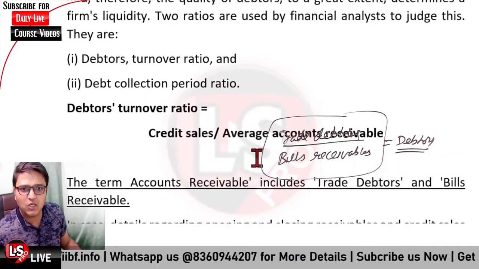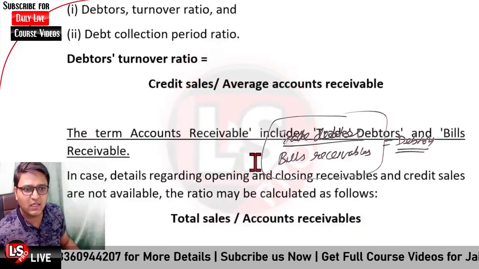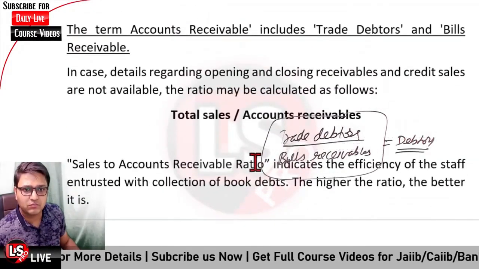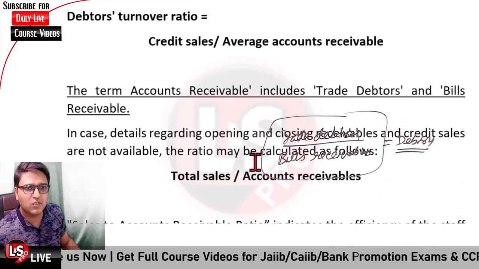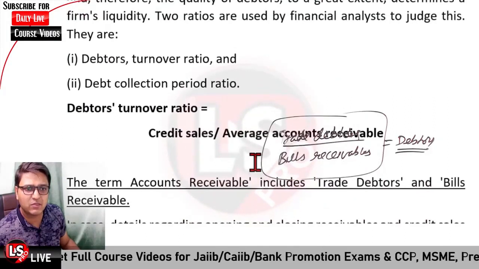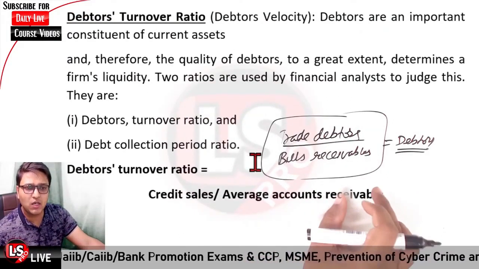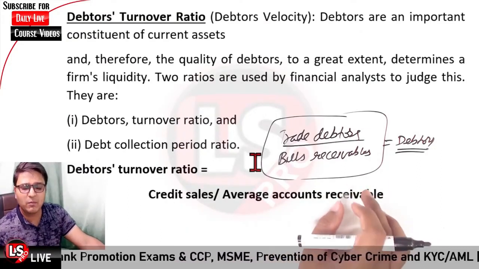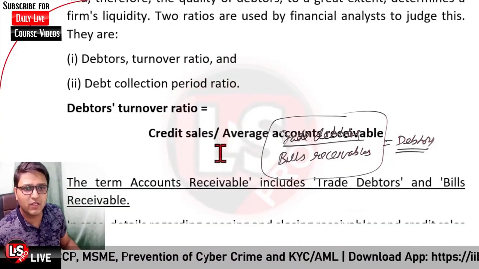Now, what does the debtor turnover ratio signify? It basically indicates the efficiency of the staff in managing the debts, that is, how efficiently you are able to recover your debts.